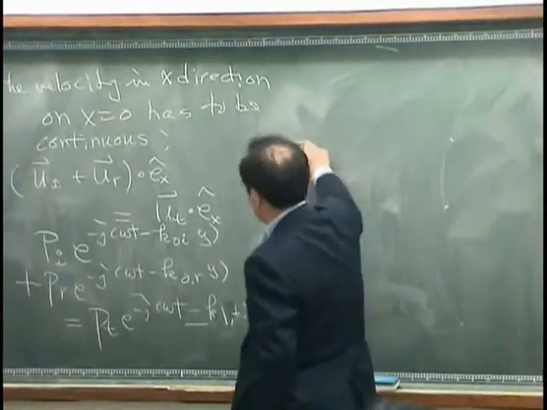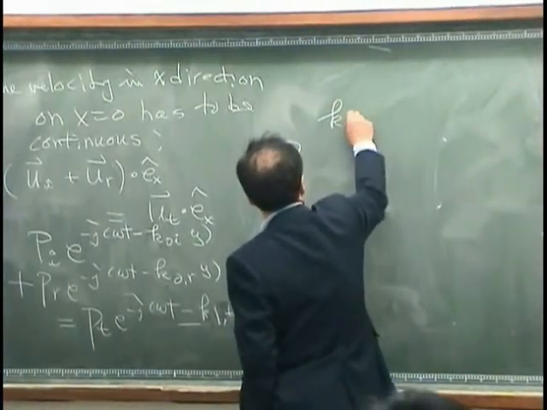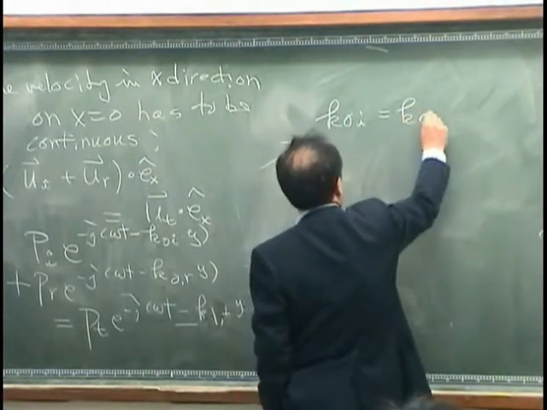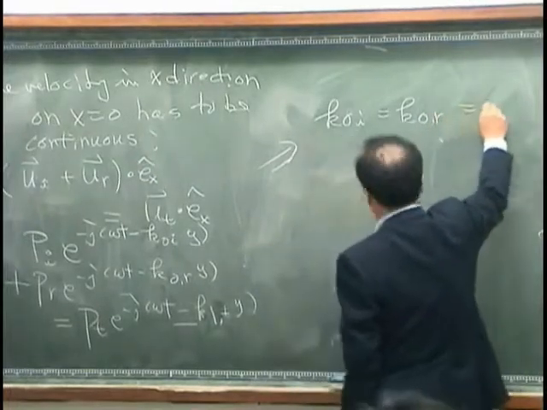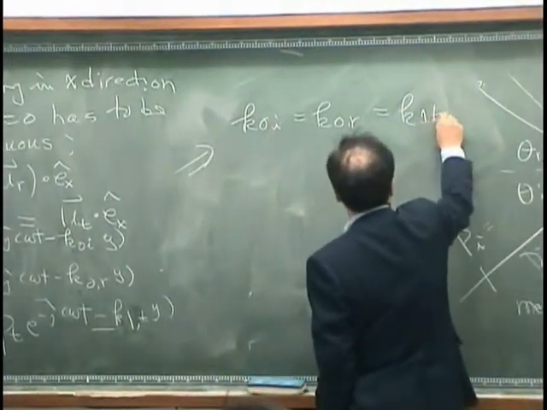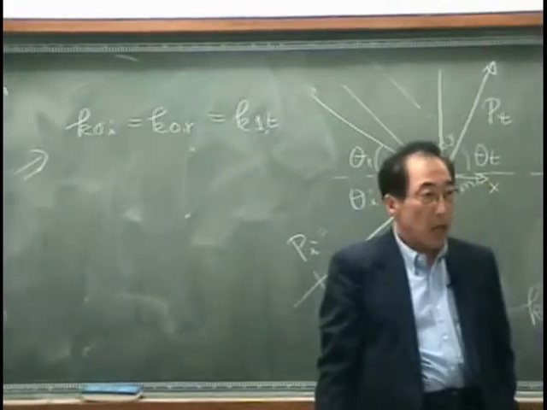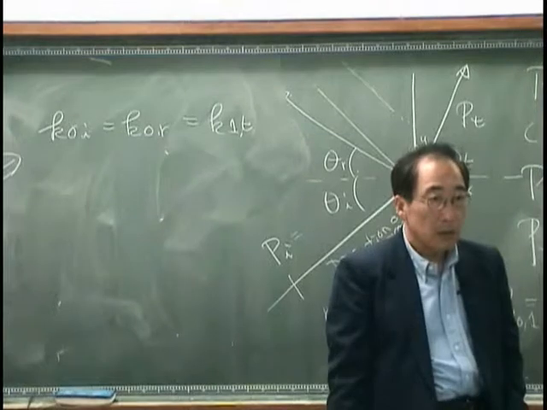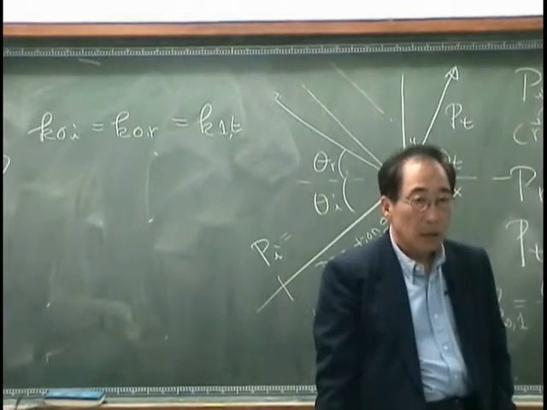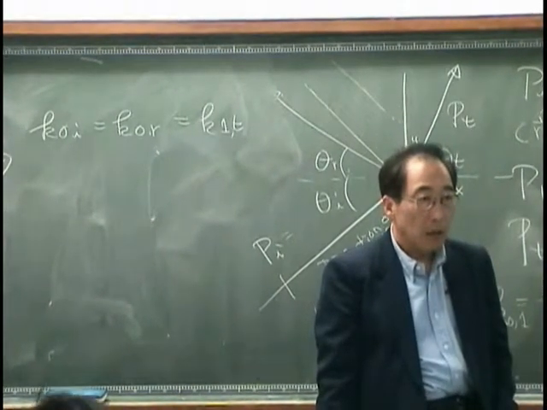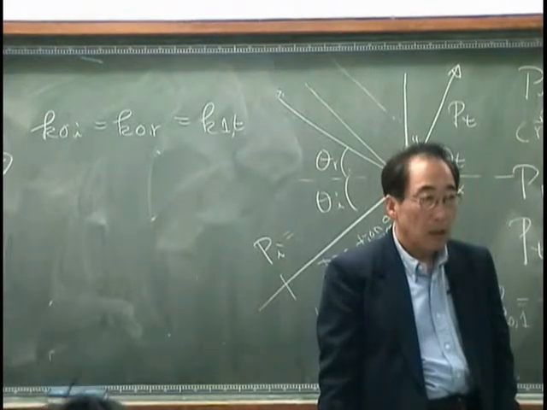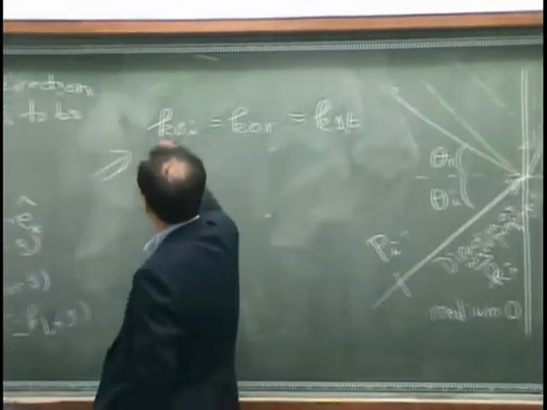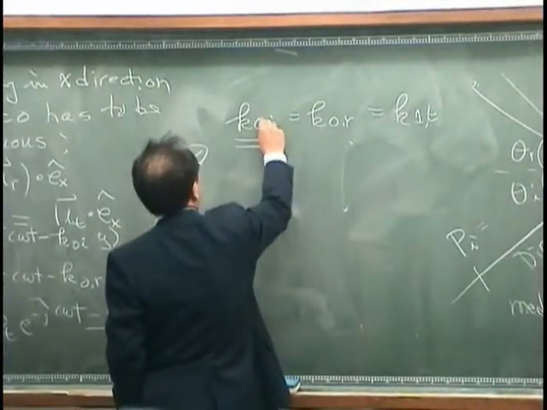This means K0I and K0R and K1T are the same. Do you think that is correct? Do you think that is correct? And what is K0I? Oh, sorry, K0XI.